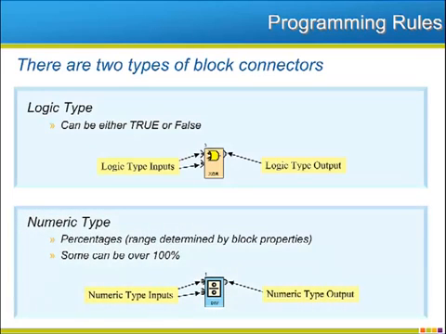Numeric values are in terms of percentage, with the range dependent on the individual block properties. The input and output connectors even look different. This is a visual indicator. Logic connectors can only be connected to logic connectors, and numeric only to numeric. So no matter how hard you try, DrivesWorksEZ will not let you program true as your frequency reference.